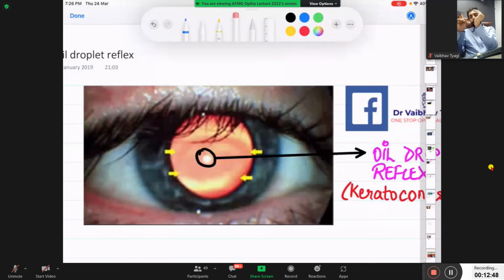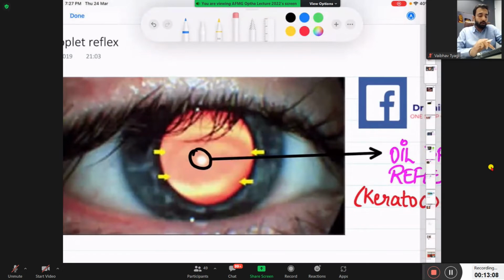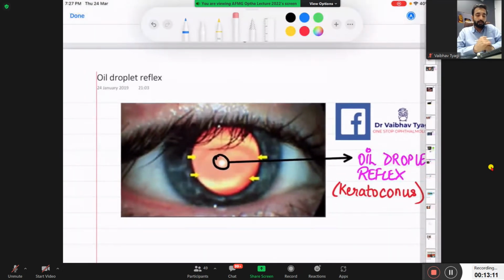Now, suppose this is the side view of the cornea, and this is a prominent shape of the cornea, prominent peaking of the cornea, conical shape. Now, if you see this cornea from the front side, you will see a central oil droplet reflex against the red glow of the choroid. So this oil droplet reflex is characteristic of keratoconus. Understood? Very important question. Oil droplet reflex is seen in keratoconus. This white dot is your cone, which you are seeing from the front side. So this is an oil droplet reflex.